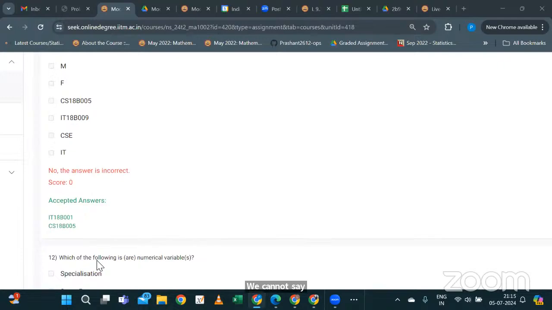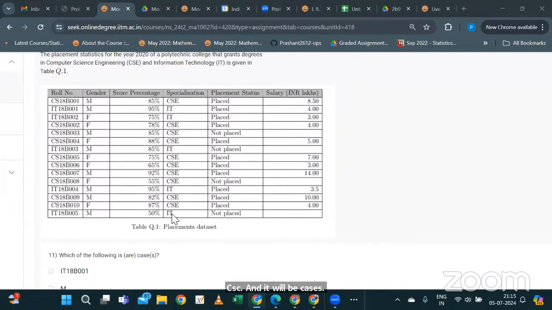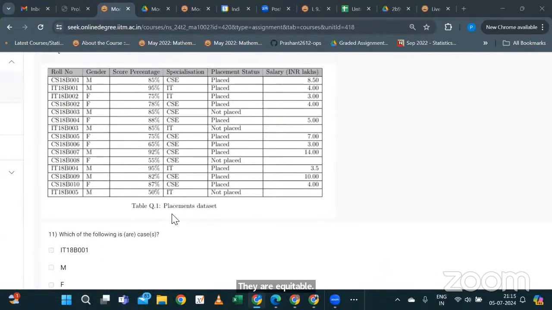What about CSC and IT? Will CSC and IT be cases? No. Is it a variable? No, not a variable. This is just an observation. They are repeating. First of all, you have to see for whom your data has been collected. So for roll number CS18 B001, your data has been collected, not for CS.